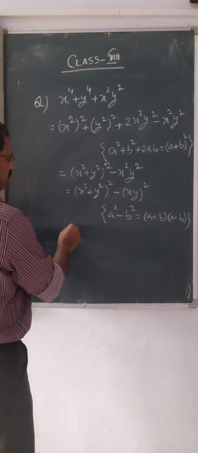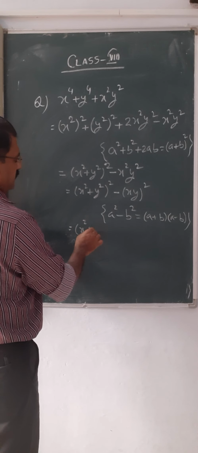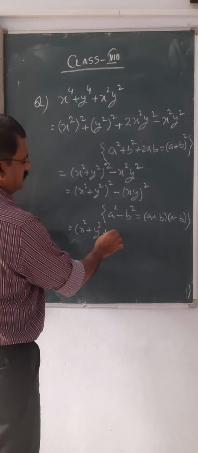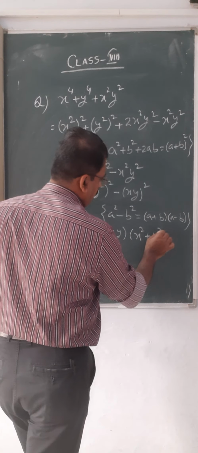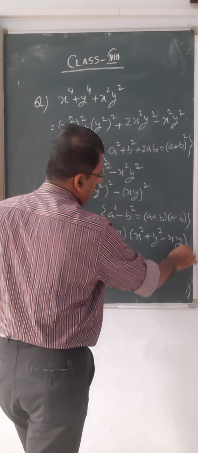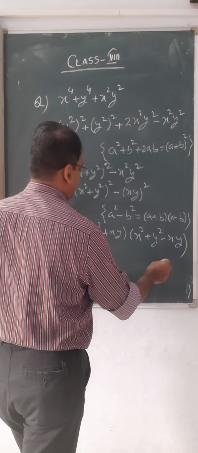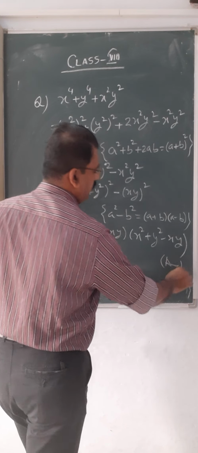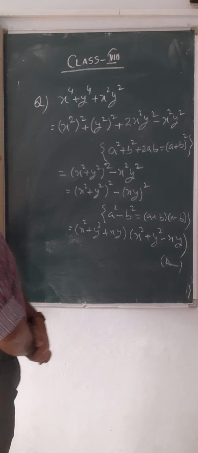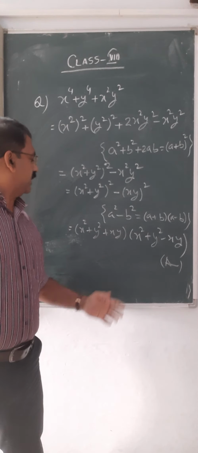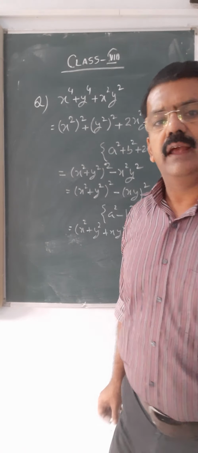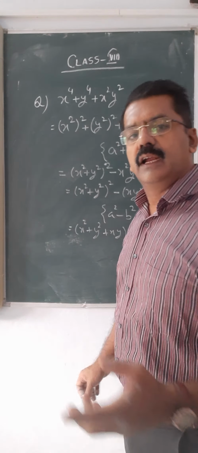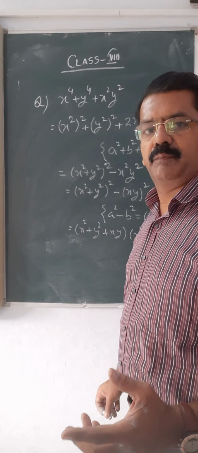So it will be equal to x square plus y square plus xy in one bracket and x square plus y square minus xy in the other bracket, and that is your answer. Okay, there are two factors. One factor is x square plus y square plus xy, and the other factor is x square plus y square minus xy. These are the two factors. Clear?